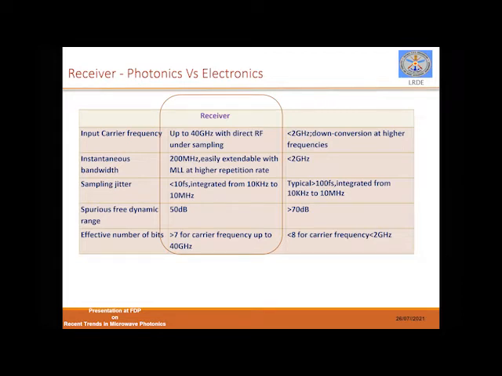And similarly, spurious free dynamic range and effective number of bits. For photonics, less than 7 bits is more than sufficient for detection up to 40 gigahertz. Whereas in conventional ADCs, even if we use 14 bits, you all will agree that 2 bits, sometimes even 4 or 3 bits, but 2 is common, we take as noise bits. So out of 14, only 12 will be useful.